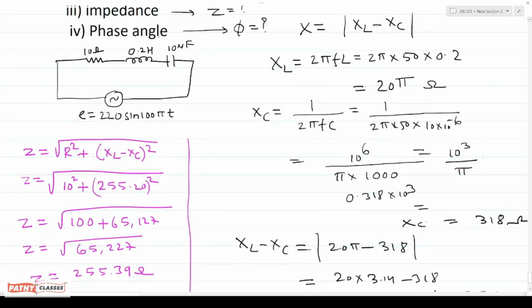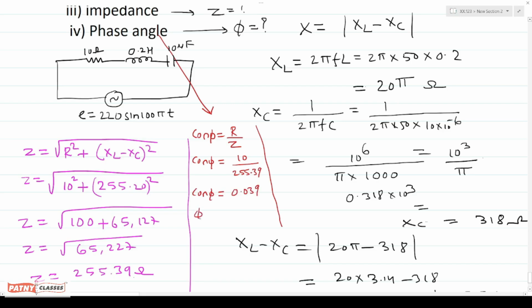We need to find out phase angle. Phase angle is nothing but, for that we use the formula cos phi equals to R upon Z. So cos phi value of R is nothing but 10, Z value 255.39. So cos phi equals to 0.039. Phi equals to cos inverse of 0.039. Therefore phi equals to 87.75 degrees. This is required phase angle.